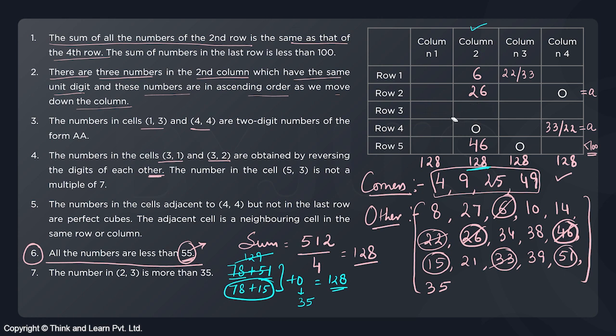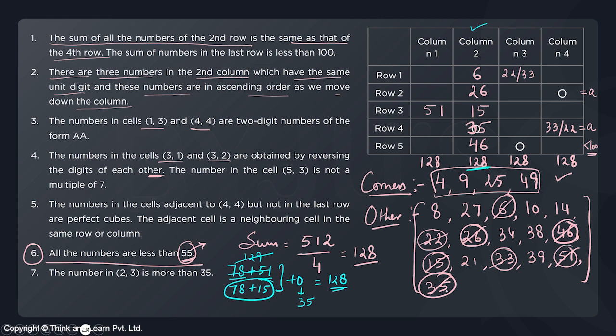I get to know about both the things, that this number is 15. That automatically means this number is 51. And I also got to know that this number is going to be 35. Right? I will have a 35 over here. So 35 is also a gone number. 15 is gone. 51 is gone. Even 35 is gone. I hope you all have understood.